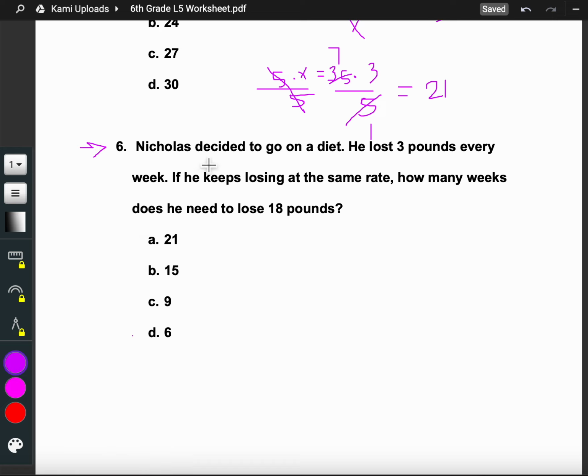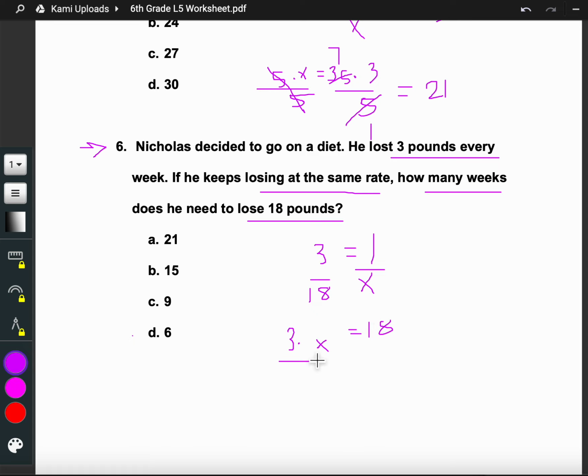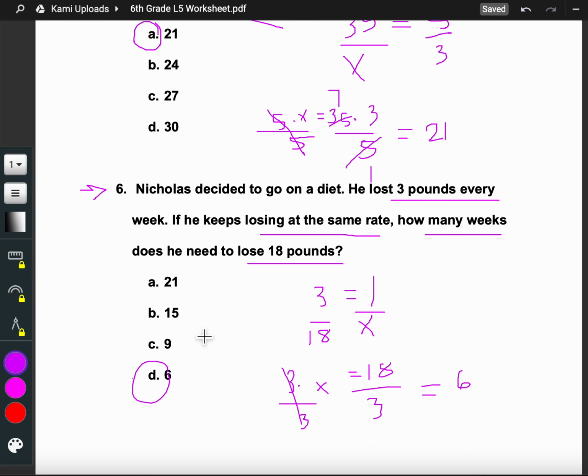Okay, let's look at number 6. Nicholas decided to go on a diet. He lost 3 pounds every week. So 1 week. If he keeps losing at the same rate, how many weeks does he need to lose 18 pounds? So we want to know if he wants to lose 18 pounds, how many weeks will that take? So we're going to cross multiply 3 times x equals 18 times 1, which is basically 18. And that's basically 18 divided by 3, which is 6. So the answer would be 6, which is D. Yep, and there you go.